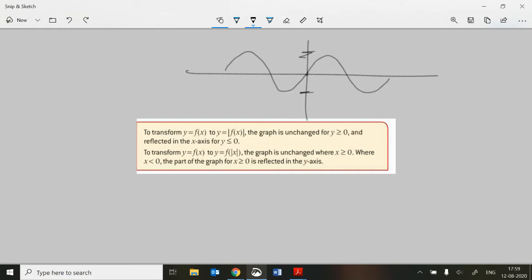Or rotational symmetry order 2, perhaps you could say. But yeah, you could rotate this 180 degrees about 0, 0. So the graph is unchanged when x is greater than or equal to 0. So basically, if I put in sine of 90 degrees, be here. So sine of 90 degrees is the same as sine of the modulus of 90 degrees. Likewise, if I choose 270 degrees, giving me an answer of -1.